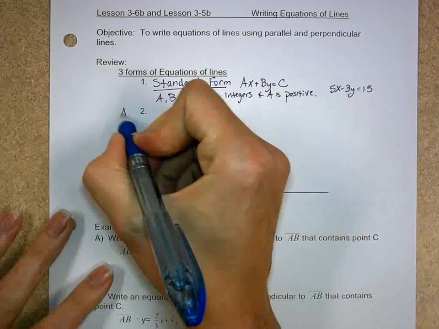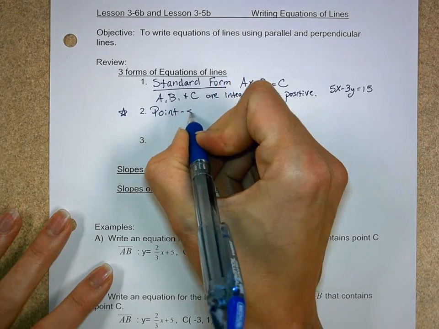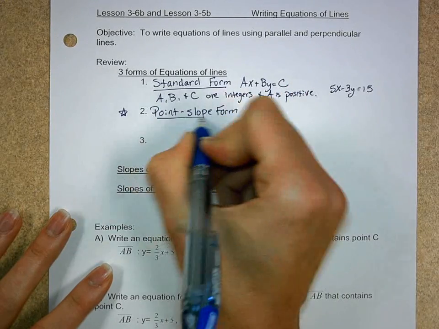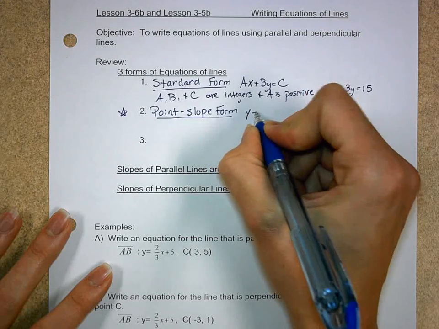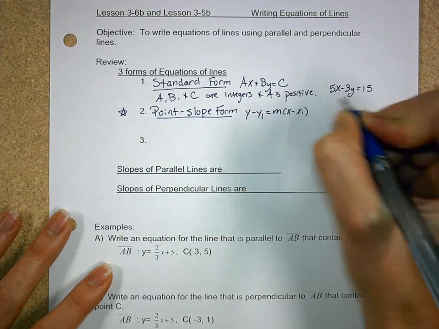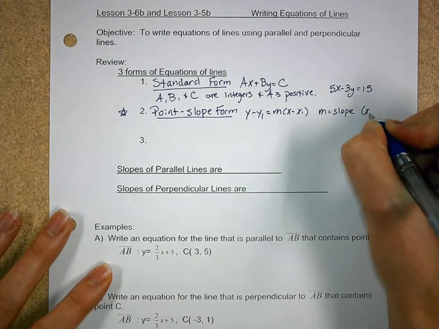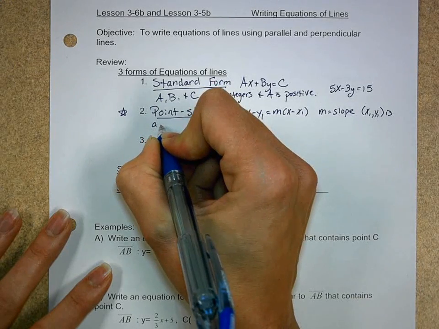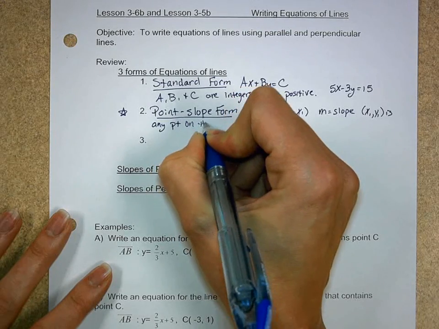And then the form that I think everyone should use the most would be point slope, because it even takes the place of the slope intercept form, because it always works. You just need a point on the line and the slope of the line. And that's y minus y1 equals m times the quantity x minus x1. M equals the slope, and x1, y1 is any point on the line, and it works.